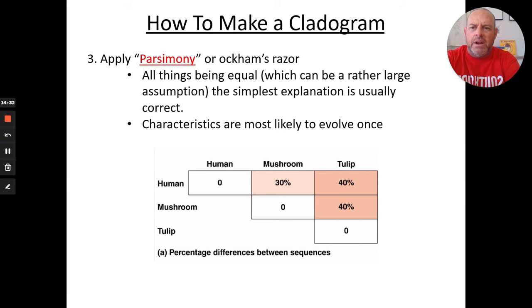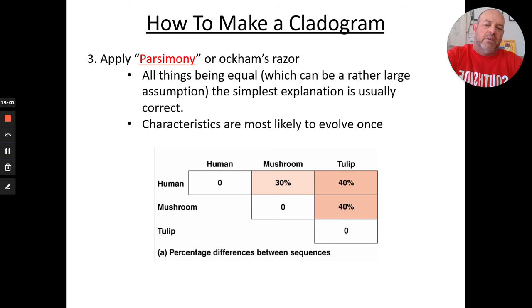More on how to make it. So we apply what's called parsimony, or Occam's razor, if you've ever heard of that, which basically means, all things being equal, which can be an assumption because things are not always equal, the simplest explanation is usually correct. That's Occam's razor. So characteristics are most likely to evolve once. That would be the simple thing, right? Saying hair only evolved once, or whatever characteristic you're talking about only evolved once.